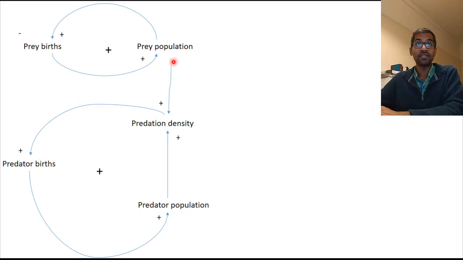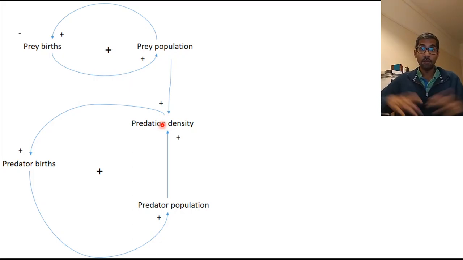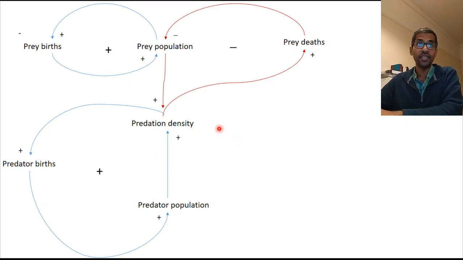You can also see that the higher the prey population, the higher the predation density, because you have more rabbits available for the foxes to eat. So it is easier for the foxes to catch the rabbits, and therefore the predation density increases. So both these loops are positive feedback loops. Now think about what happens here.